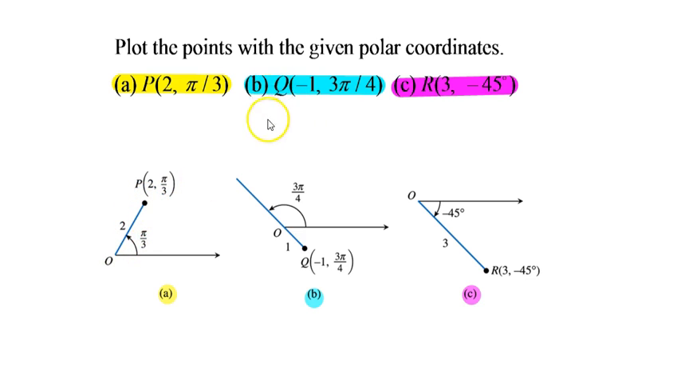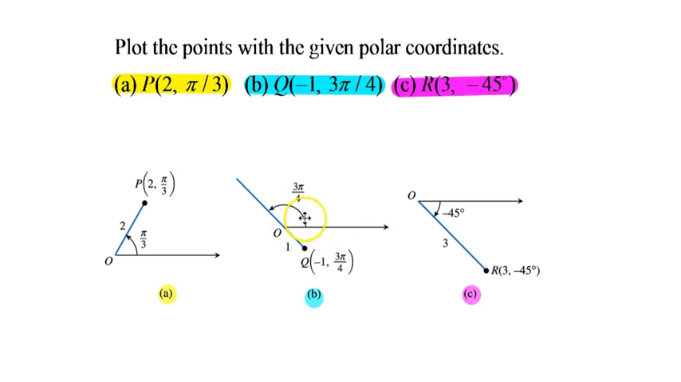If we look at part B, trying to plot point Q, we have a distance of -1 and 3 pi over 4 is our theta value. Okay, technically, no, we can't have a distance of -1. So that negative just tells us we're going to go in the opposite direction from which we did in the last problem. So first thing, we're starting with our polar axis.